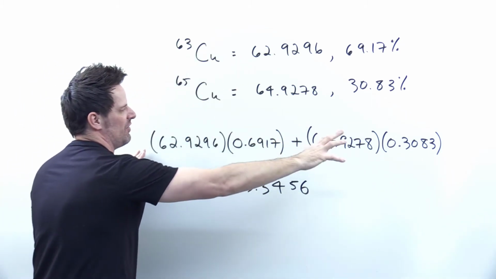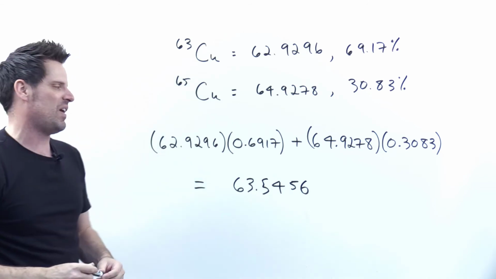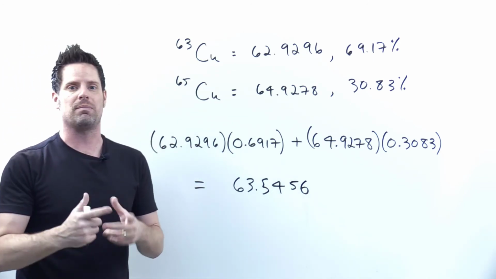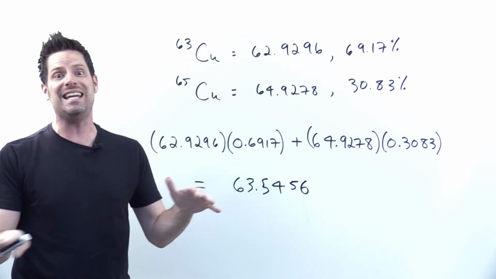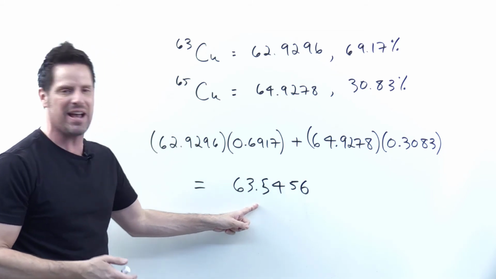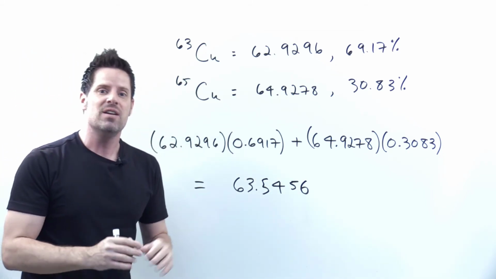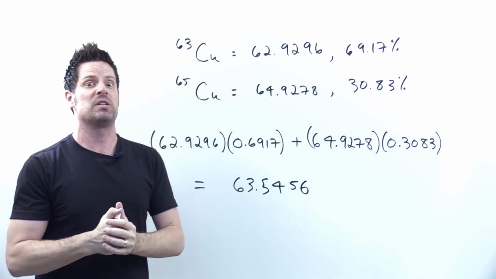You punch all that into your calculator, and you end up getting this answer right here, at least I hope, 63.5456, which is what you'll see on the periodic table for the atomic mass of copper. Now when you see that, please keep in mind that in reality there's no such thing as a copper atom that actually literally weighs that. Instead, what we're seeing is a weighted average that takes into account the relative percentages and different actual weights of the two different isotopes of copper.